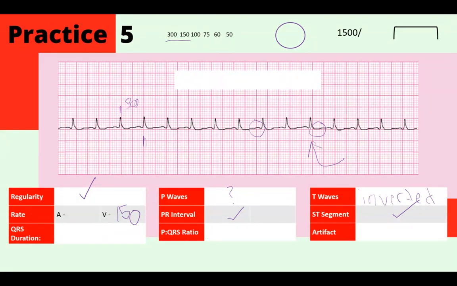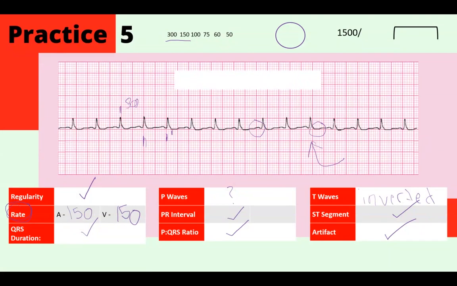Our QRS duration, though, let's see what we can measure. This one looks good. Starts right here on this dark line, and our J point is right here, so that's about 0.08, so that checks out. Our P to QRS ratio, if you're calling that a P wave, I would say that you do have that before every QRS, so I would say it's good. I would say it's a 1-to-1, which means that you would calculate your atrial rate at the exact same 150 beats per minute. And this rhythm does not have any artifact. It's a pretty clean interpretation. So the only thing that you have abnormal here is it's very, very fast, and then you have inverted T waves as well.